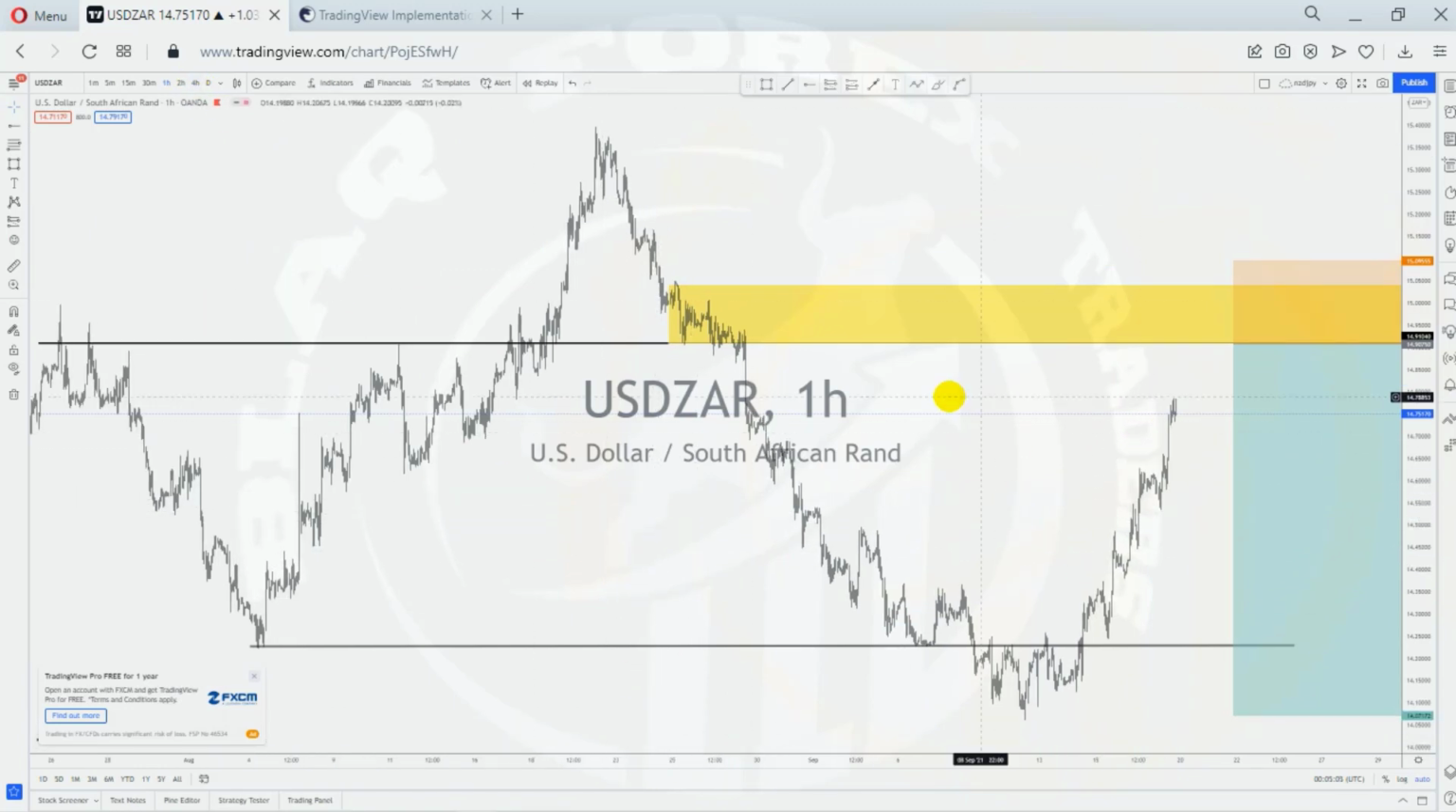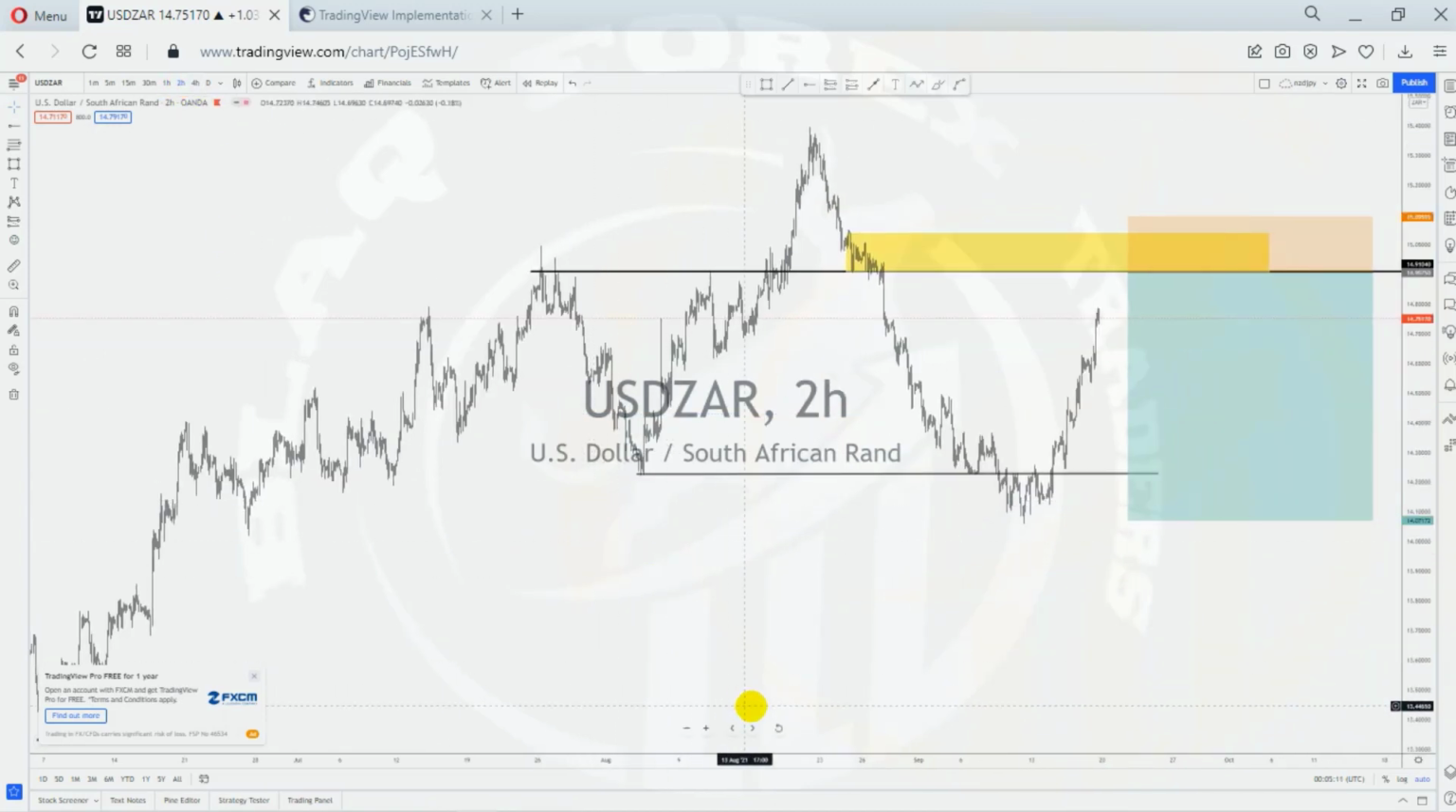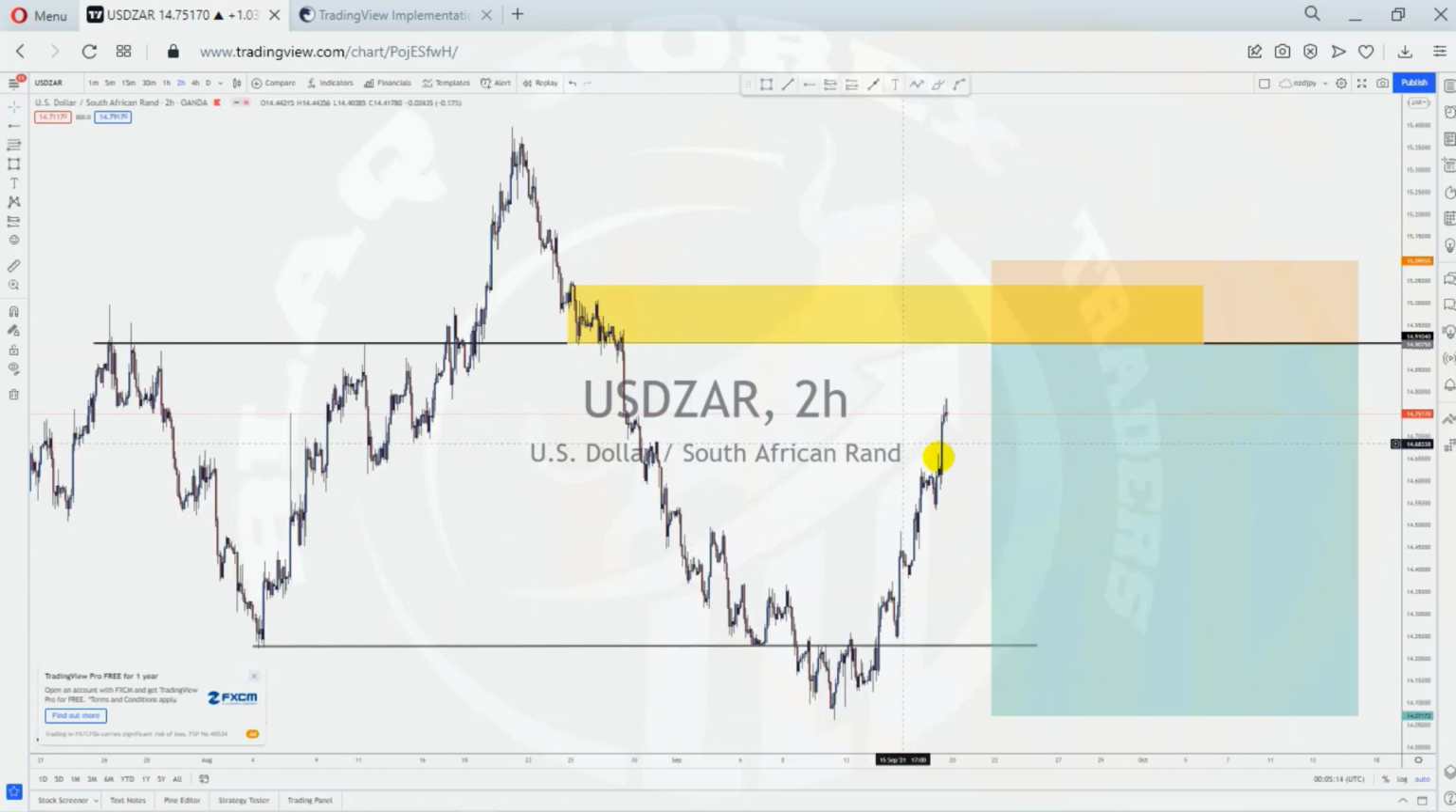So this will be the same setup here. We just wait for them to reach this level, then you want to take them down. Let's go to the 3 hour time frame. Still the same thing here, I'm looking for a setup. So this is what we'll be looking for on USD on Monday.